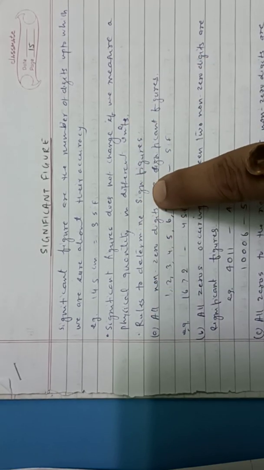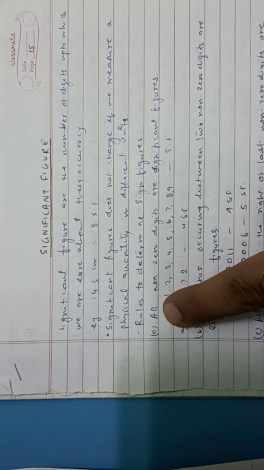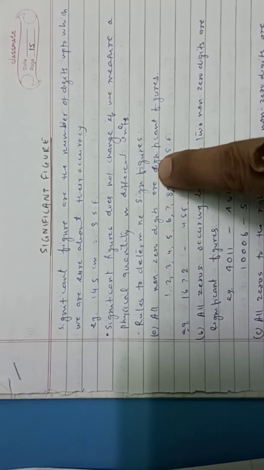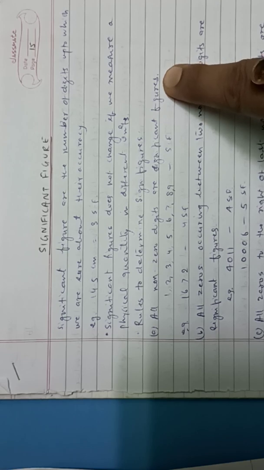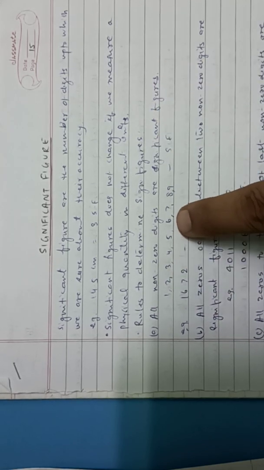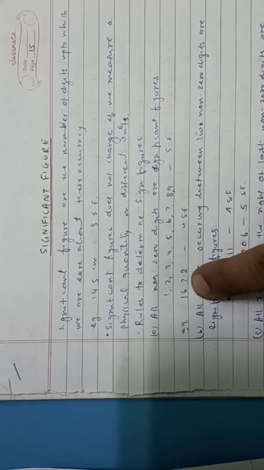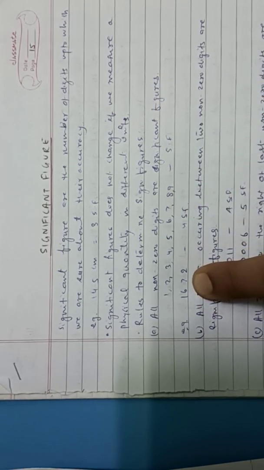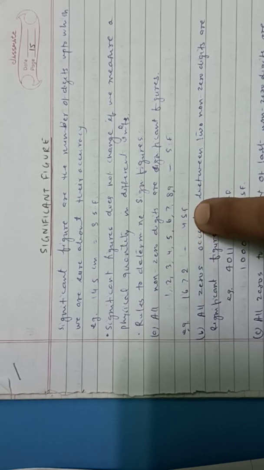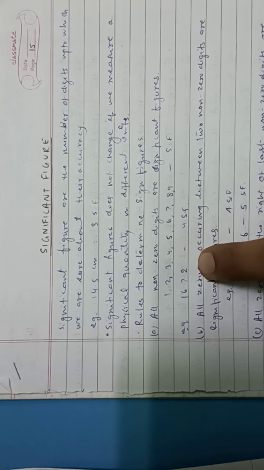Rules to determine significant figures. Rule one: all non-zero digits are significant figures. In physics, all the non-zero digits, such as 1, 2, 3, 4, 5, 6, 7, 8, 9, are significant figures. For example, 1672 contains 4 significant figures because they are non-zero digits.